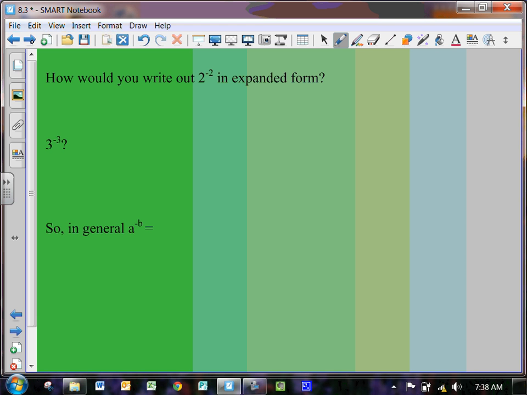So how would you write out 2 to the negative second in expanded form? This is where that division part comes in. With a negative, what you do is you write it out as 1/2 to the second. That way you have a positive exponent, and you always want to leave things in positive exponents, it's just easier. But it gives you a chance to have that fraction. So in expanded form, this would equal 1/2 times 1/2. And then in simplified form, it would be 1/4.